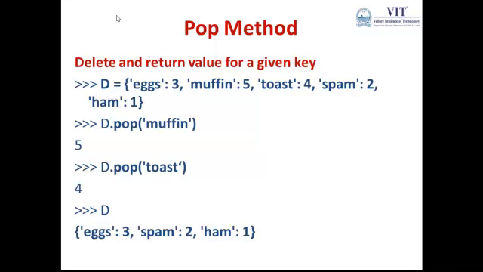And there is another predefined method called pop. Suppose you want to delete and return a value for a given key, that is possible through this pop method. Look at how they are using it. Dictionary name dot pop. Look at the second statement, d.pop of muffin. Muffin is the key. My given key is muffin, and it has been returned with the value 5. Likewise, I'm trying to pop another item, toast. Toast value is 4, so automatically it will be removed. It is similar to deletion. And after removing it, if you print it, look at the last one, it comes with the remaining item. Those 2 items have been popped out.